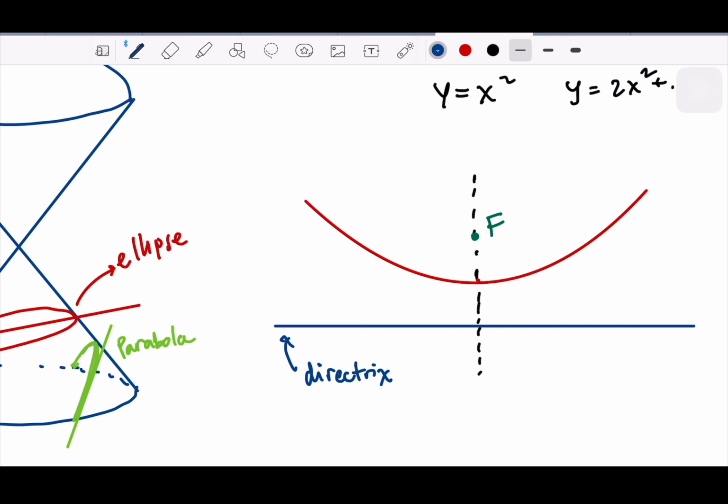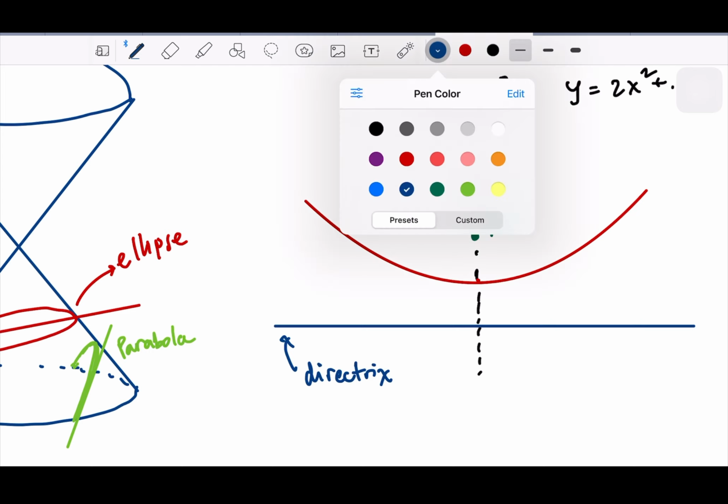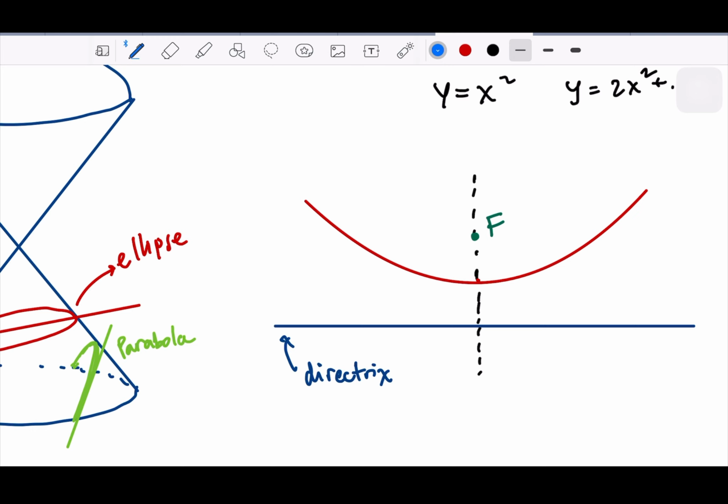So if we have a fixed point, what a parabola means is that the parabola is a set of points in a plane that are equidistant from a fixed point F and a fixed line called the directrix. Okay, so that's in words, but I think it's easier if we look at the graph.